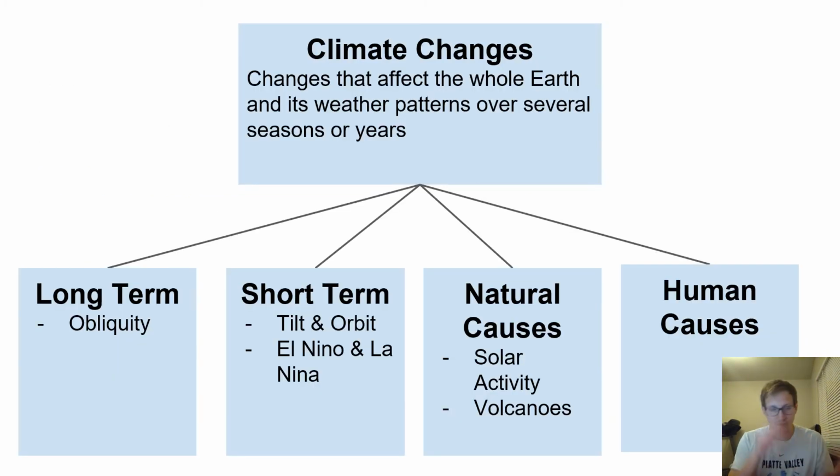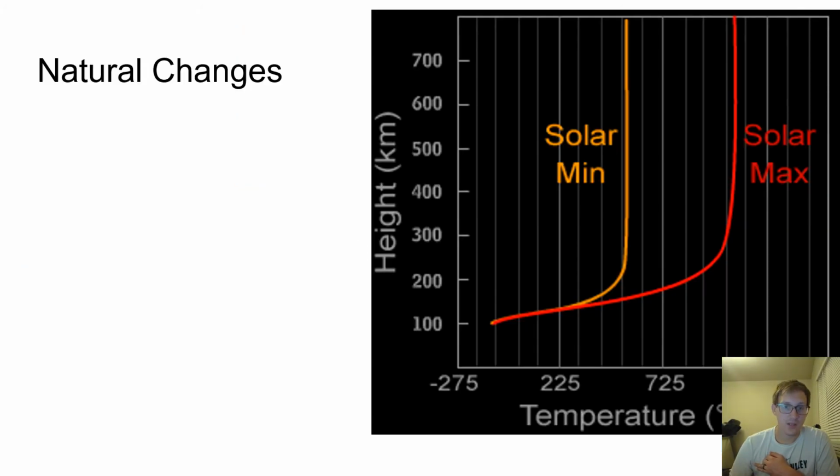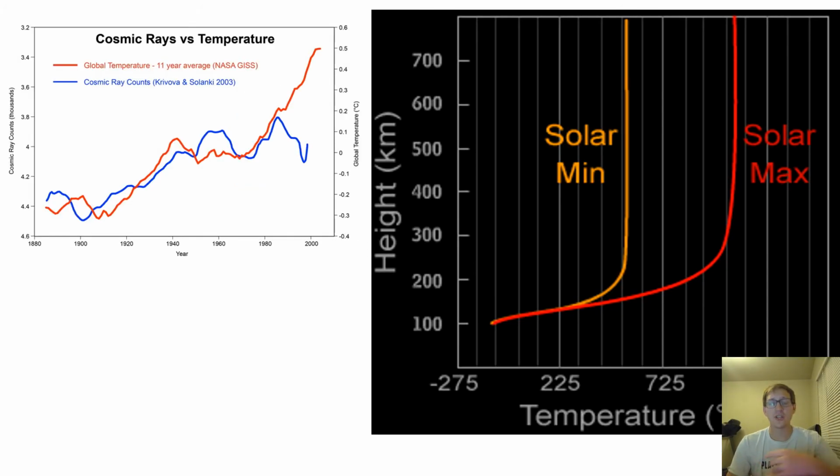So we've done long-term obliquity, short-term tilt and orbit, short-term El Nino, La Nina. Now let's get into natural causes. So we have solar activity, the activity of the sun, and volcanoes. Natural changes happen with, again, if you remember back when we did the unit on the sun, when the sun is more active, our temperatures can increase, our weather can be more extreme. It all depends on the amount of cosmic rays coming into us. When it's less active, then we have less.